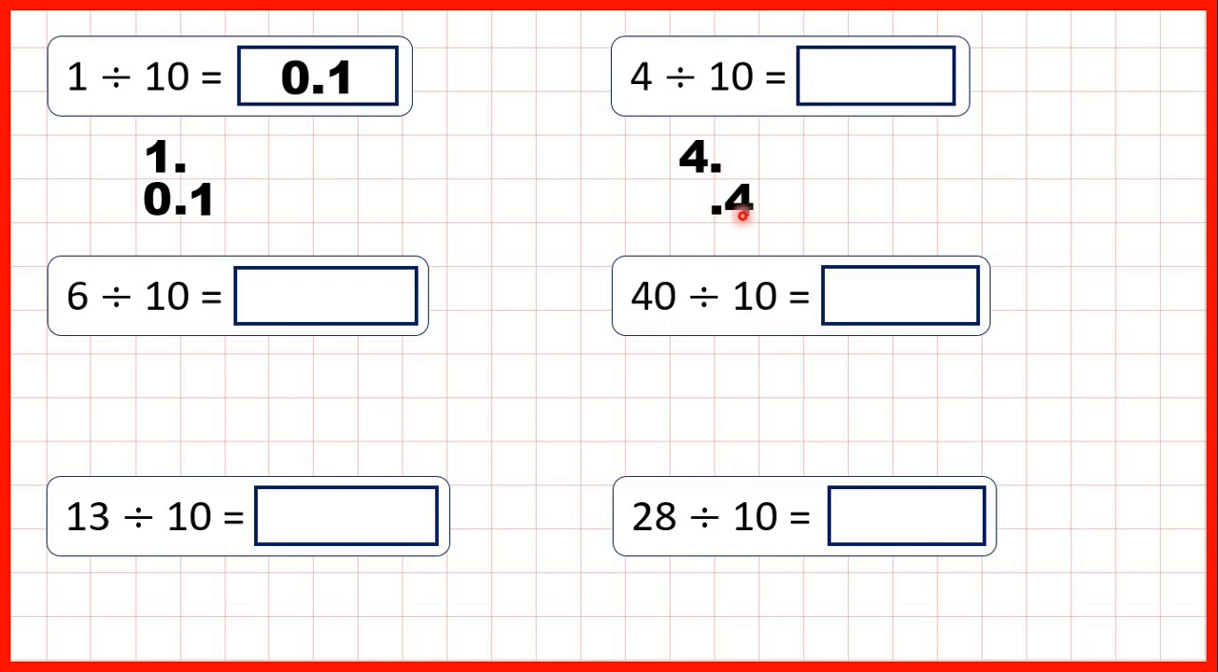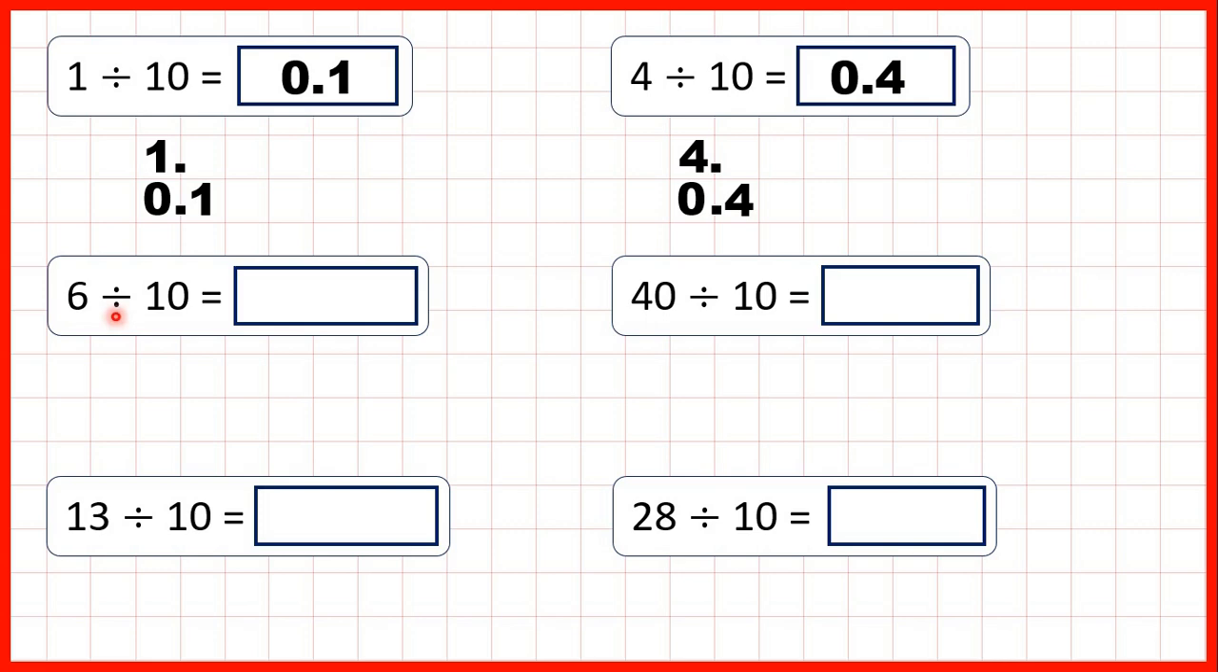Now we have 0.4. The place value before the decimal point is our ones column, and we can't have an empty ones column, so we need to write a 0 in this square. So we have 0.4, and that's our answer.